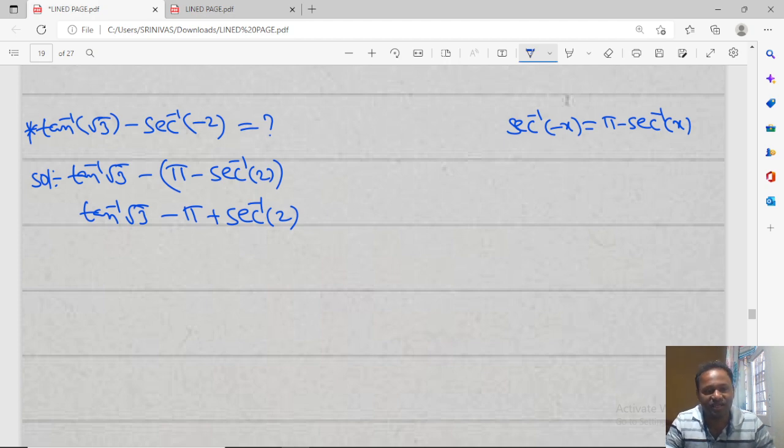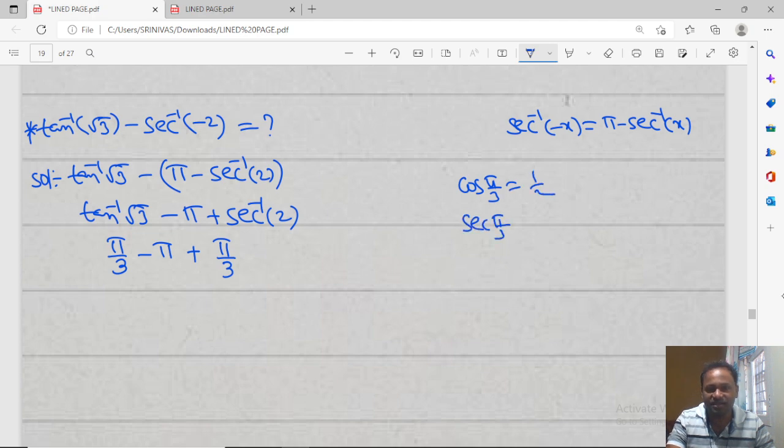Tan inverse root 3, when do we get it? Pi by 3, minus pi. Sec inverse of 2, where we get pi by 4. Okay. Sec pi by 4 value 2. No. Wrong. Sec pi by 3 value is correct, because cos pi by 3 is equal to 1 by 2. Sec pi by 3 is equal to 2. Okay? So sec inverse of 2 means pi by 3.